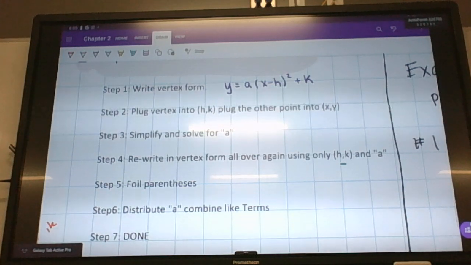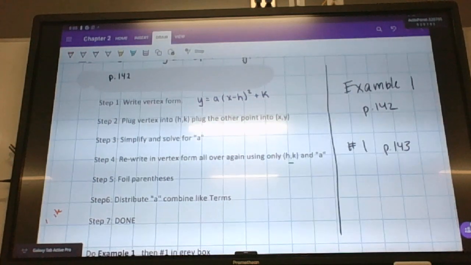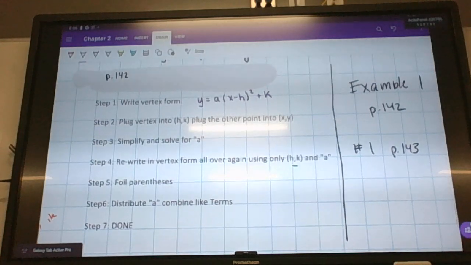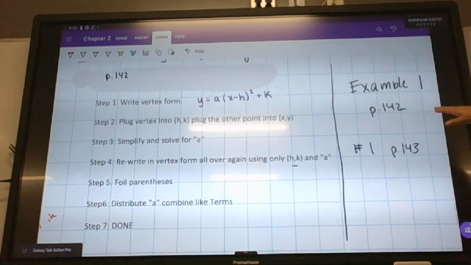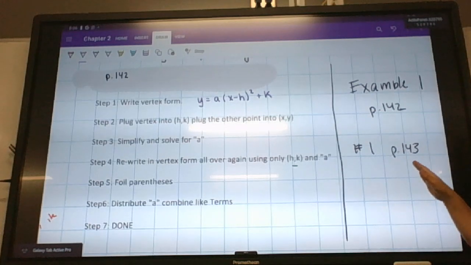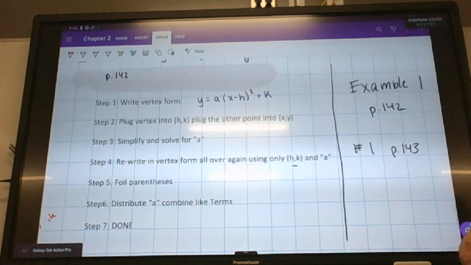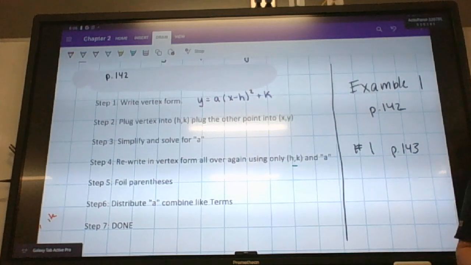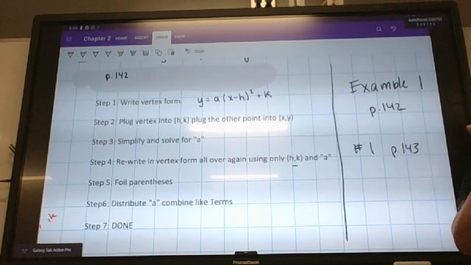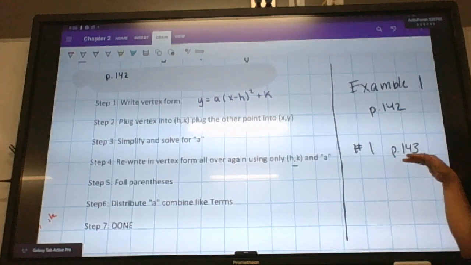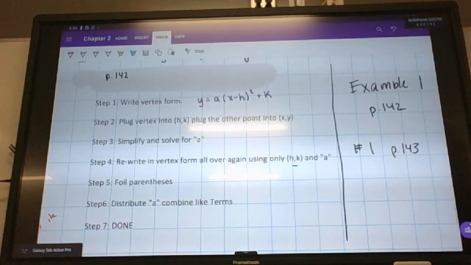When you're ready, we're going to go to, well, you can look at the first example on page 142. And the one I'm going to do with you right now is on page 143, number 1. So when you're ready, I'll look at the room, and when I see people have this gray box open, I'll know they're ready to get going into this.